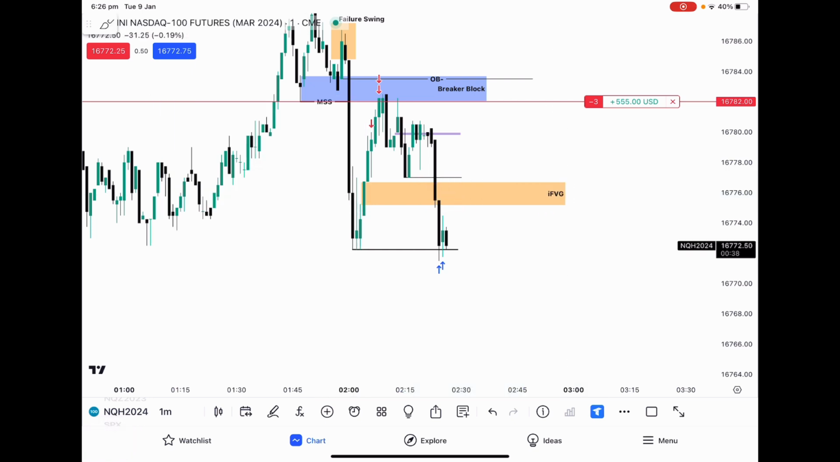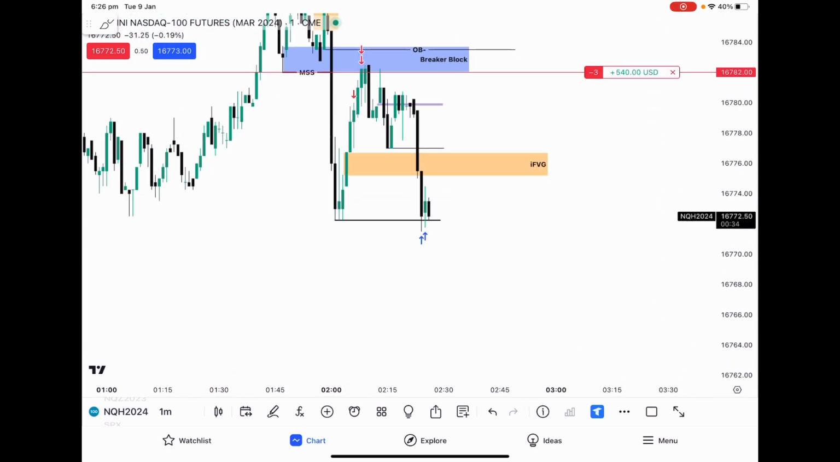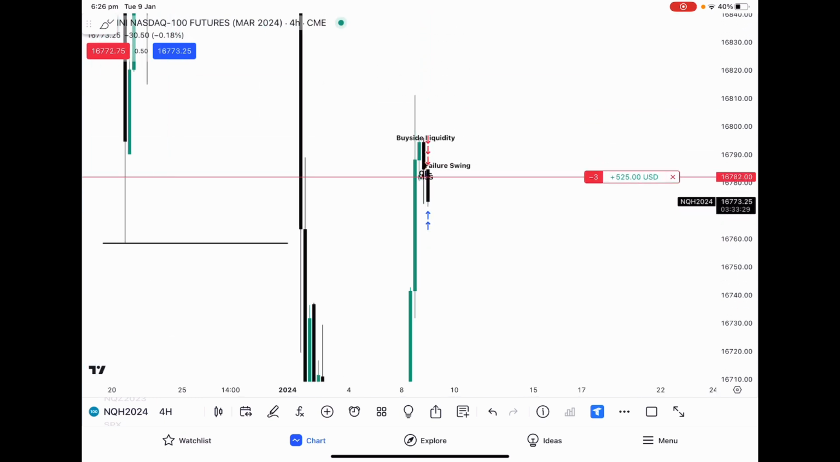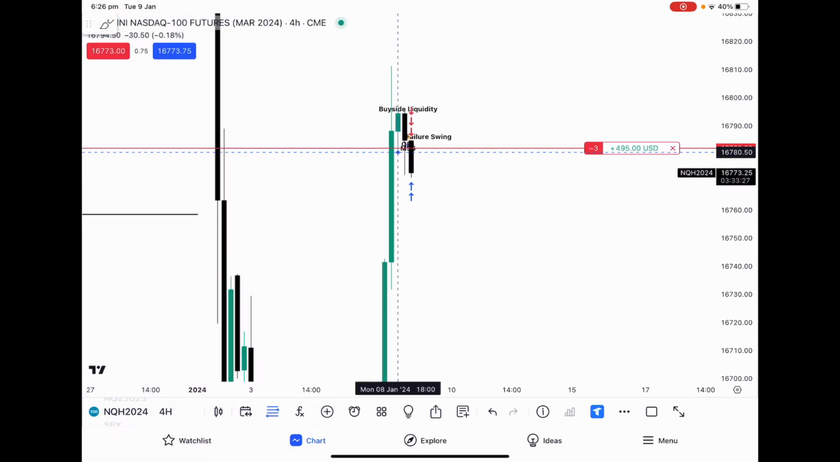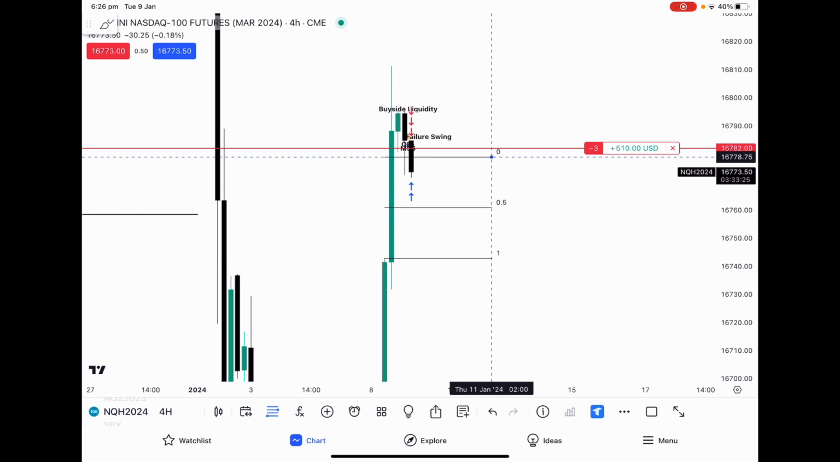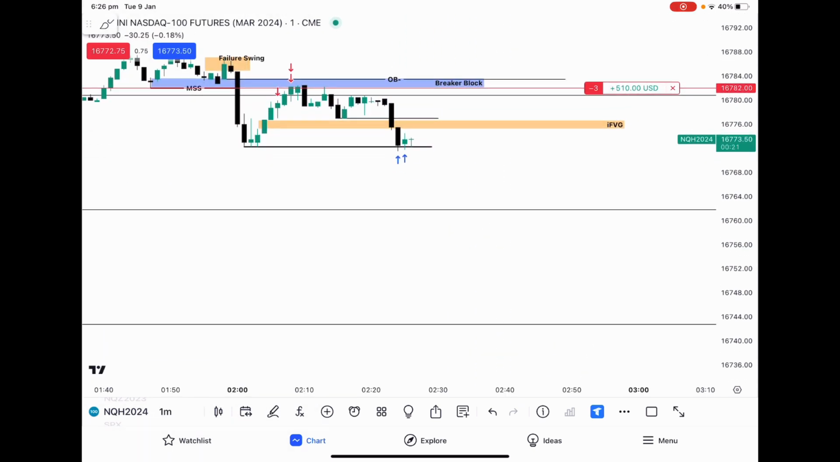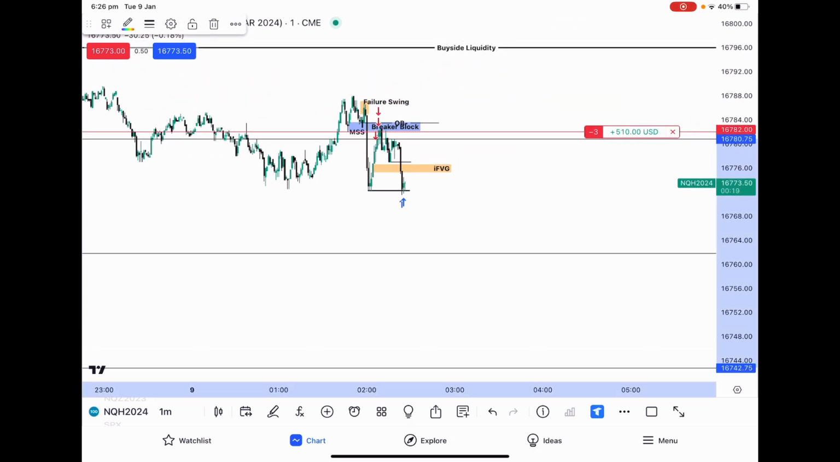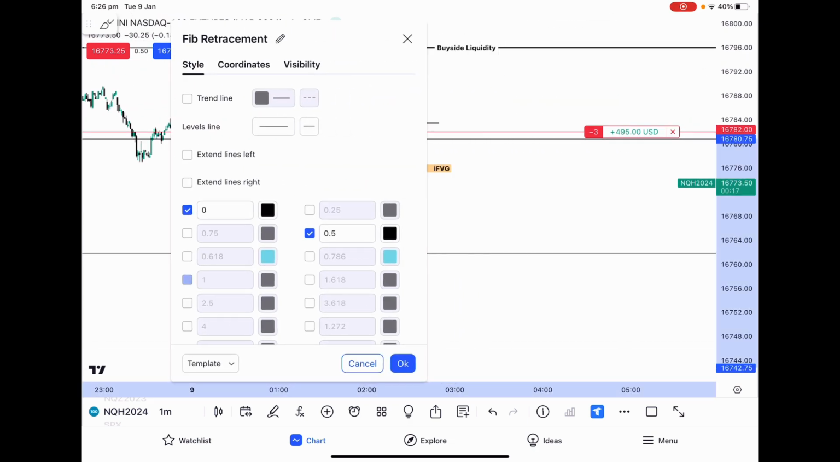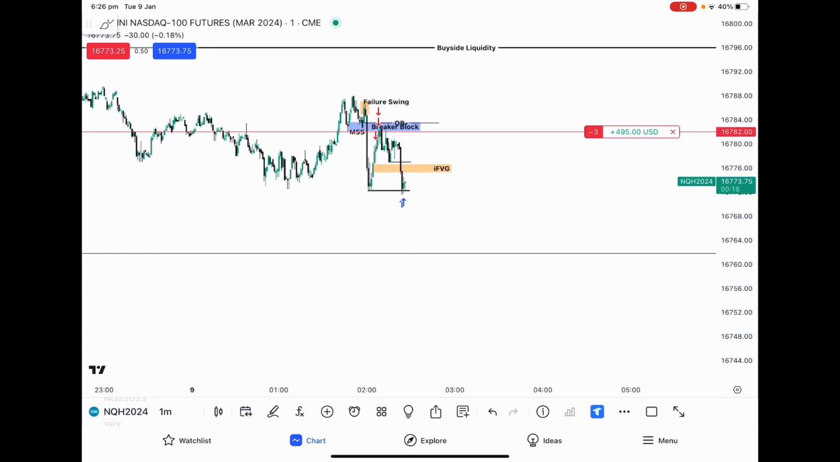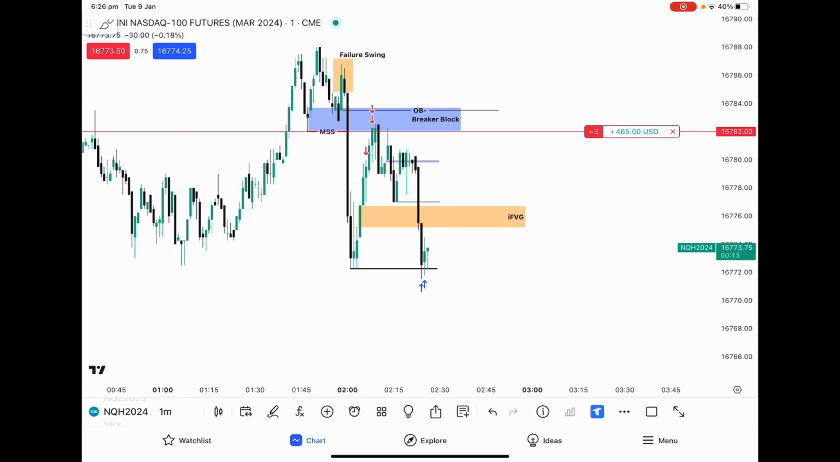So with me, if we're really going to run to that 4-hour imbalance, which I'm going to mark out anyway just so you can see it, if we're going to run to the consequent encroachment of that 4-hour imbalance, then that'll be my final take profit level, right? If we're not, then it doesn't matter. So I'm just going to highlight the 0.5 level. That's what I'm going to have here. And then the rest, we're just going to zoom in just so you can see.